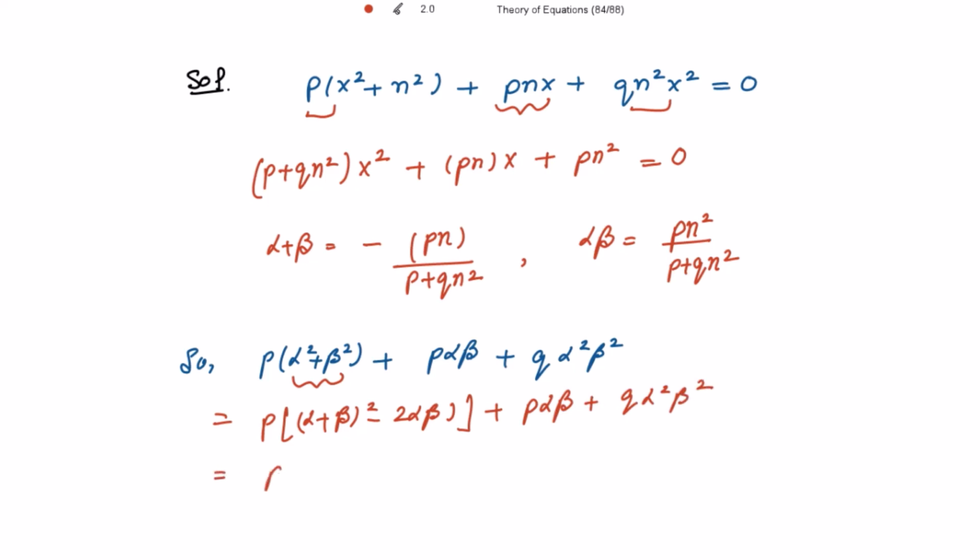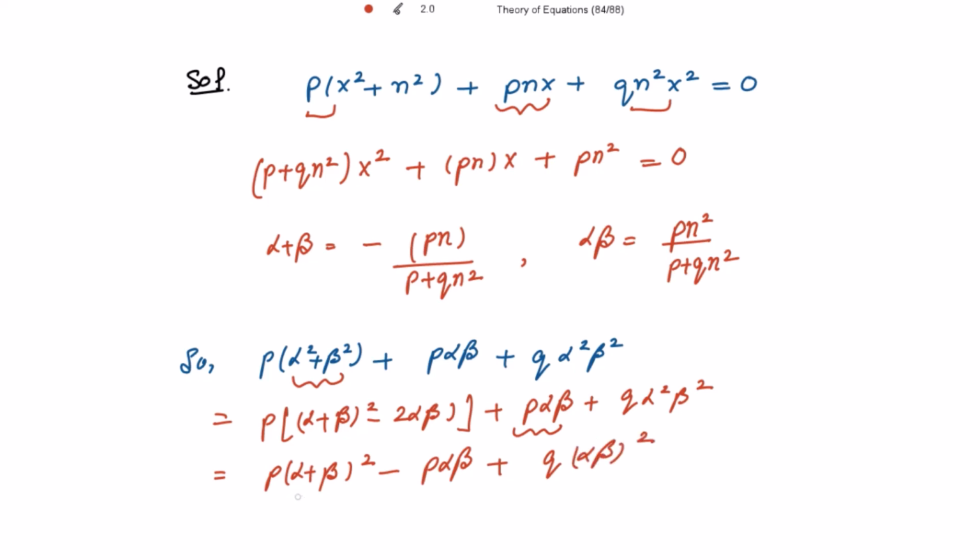So that is equal to p(alpha + beta) whole square. And here I'm having p alpha beta, and from here I get p into negative 2 alpha beta, that is -2p alpha beta. So -2p alpha beta plus this p alpha beta gives negative p alpha beta. Is it fine? Alright. Plus q alpha square beta square, which we can also write as q(alpha beta) whole square.